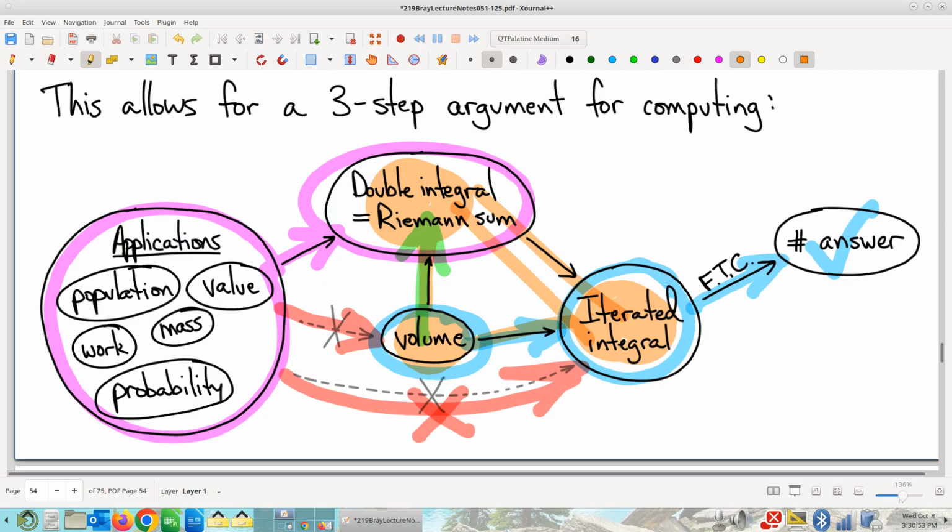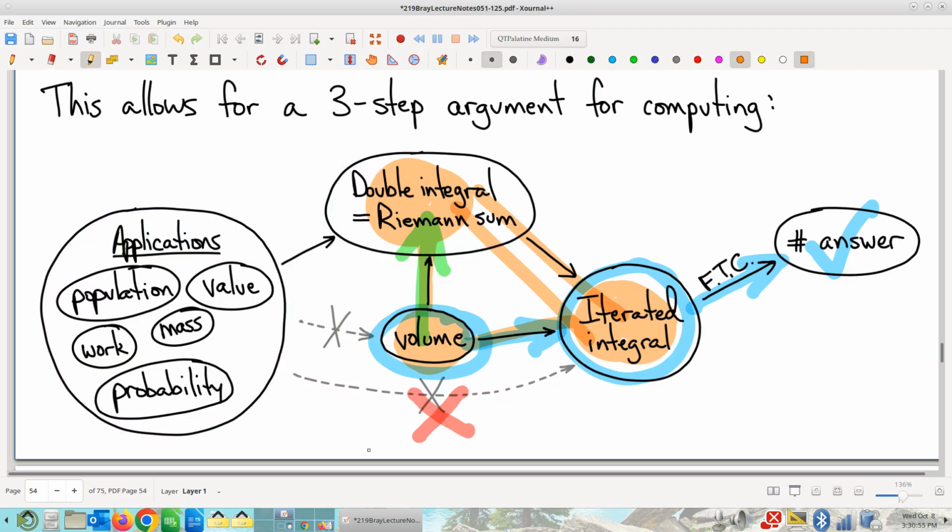Everybody see what happened there? Let me clean up the picture a little bit. Get rid of all of this stuff.